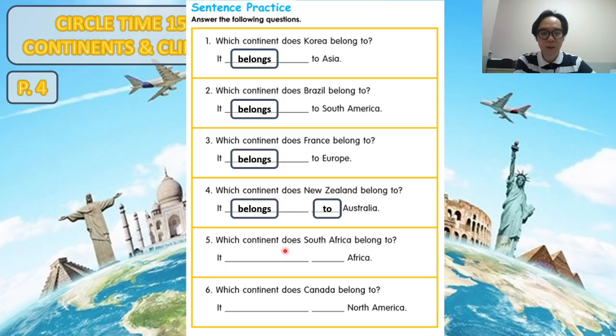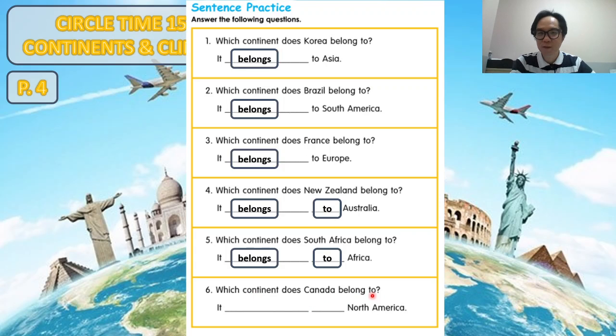Now, number 5 says, which continent does South Africa belong to? There's a pretty big hint there, Africa. So if it's South Africa, it must belong to Africa. That was really easy, wasn't it? So we'll say it belongs to Africa.